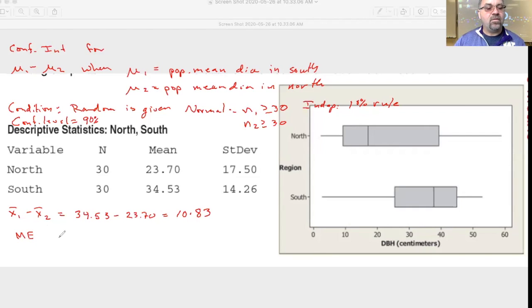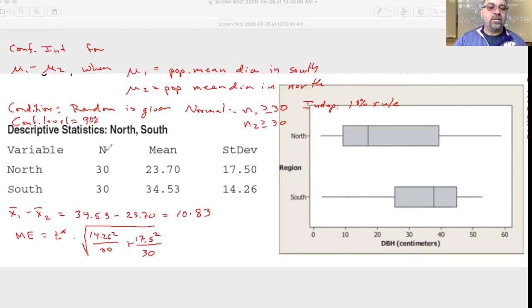To get that right, we're going to do T star times the square root. I'm going to take S1 squared over N1, plus S2 squared over N2. Whoops, I wrote N2, sorry. I meant 30. You know what I meant. And there we go. And that's how we're going to get our margin of error.